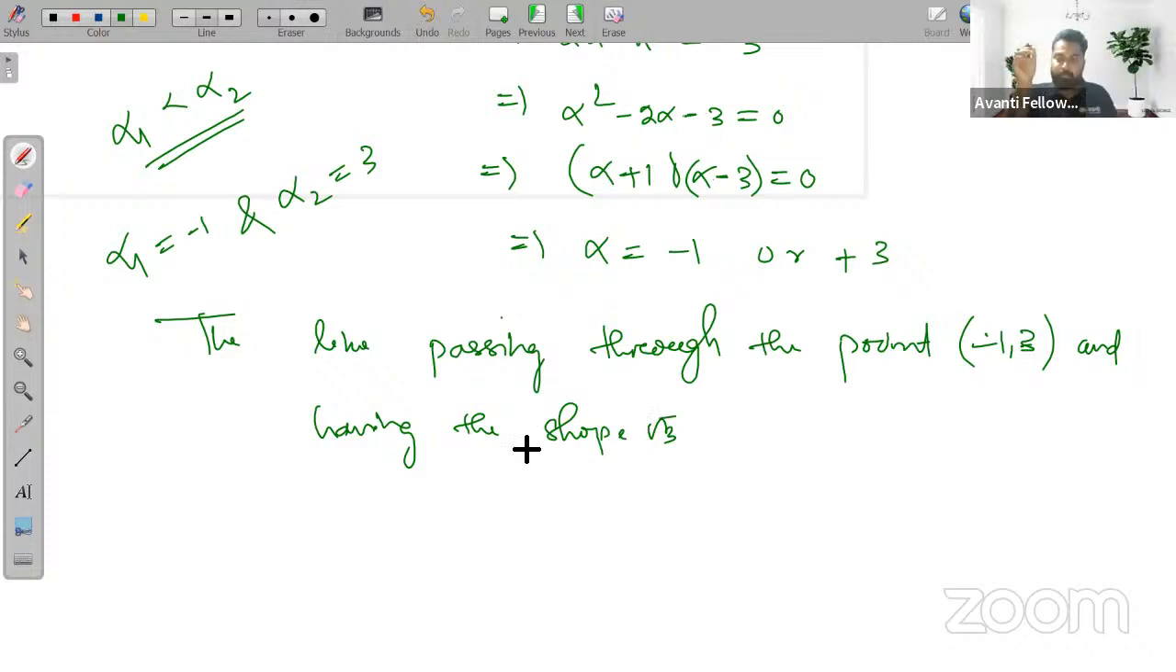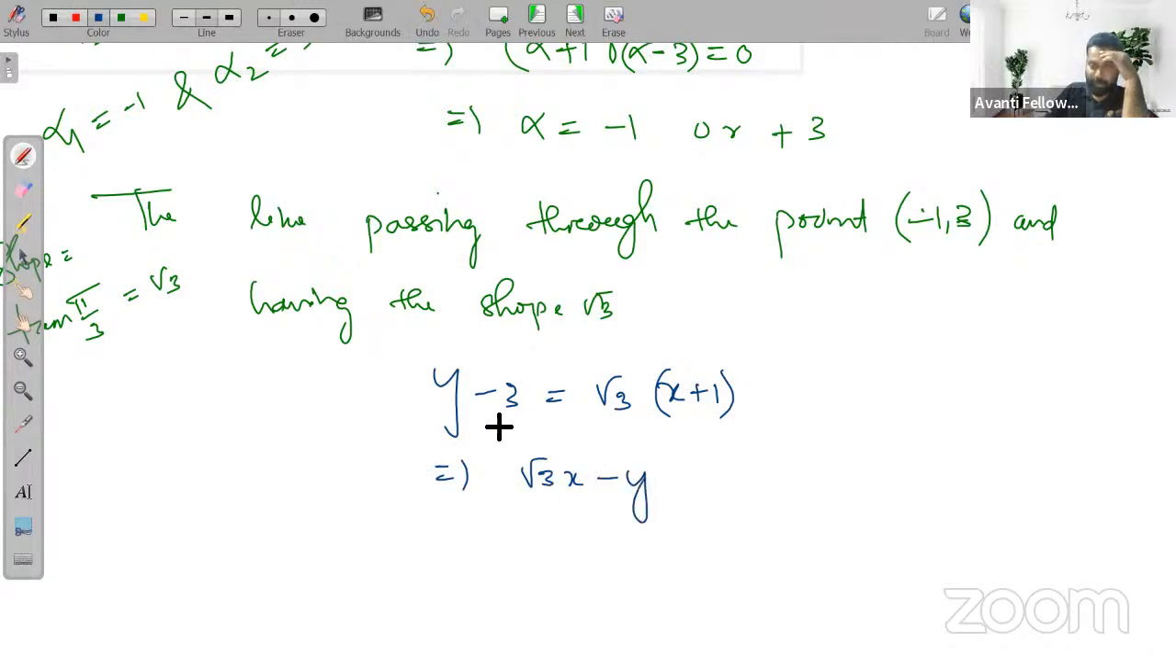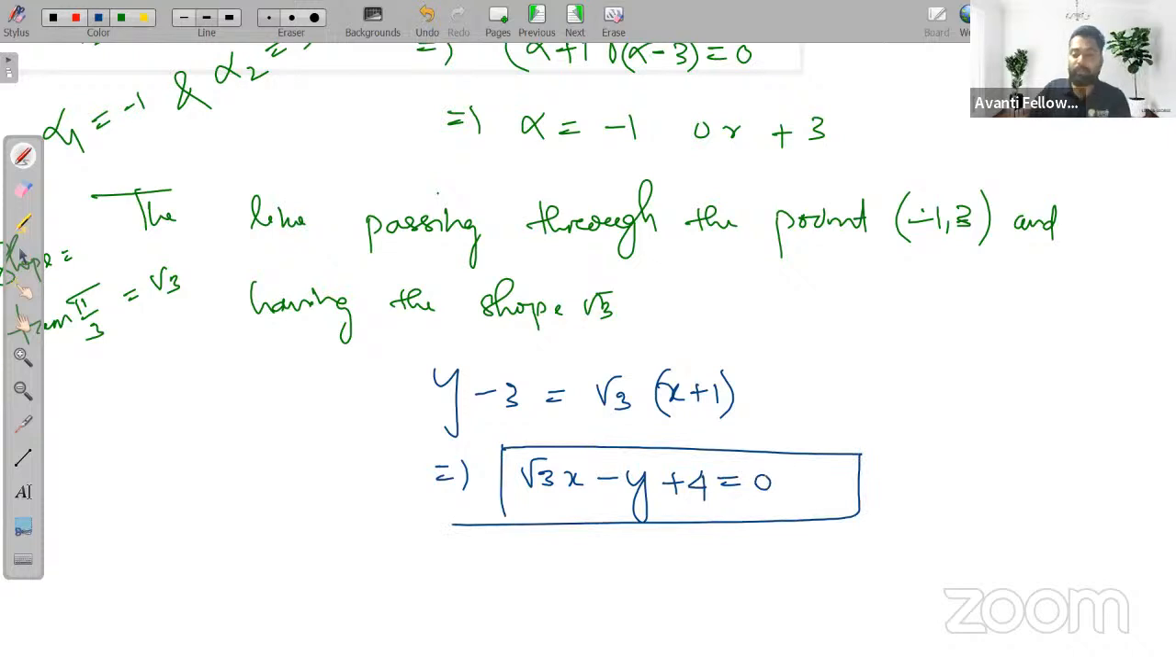Yes or no? Yes. Because tan of pi by 3 is the slope, that is root 3. So, by using the slope point form, the equation will be y minus 3 is equal to root 3 into x minus of minus 1, that is x plus 1. So the equation will be root 3x minus y plus root 3 plus 3 is equal to 0. So, this is the required equation.